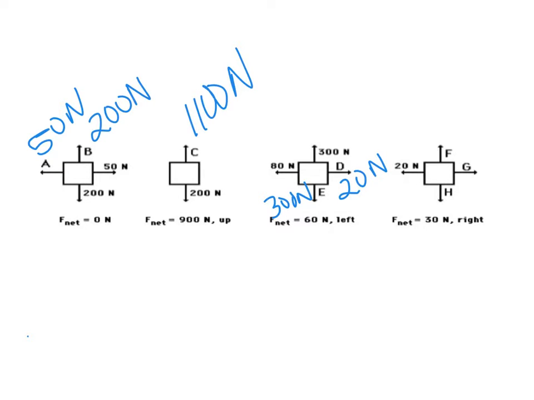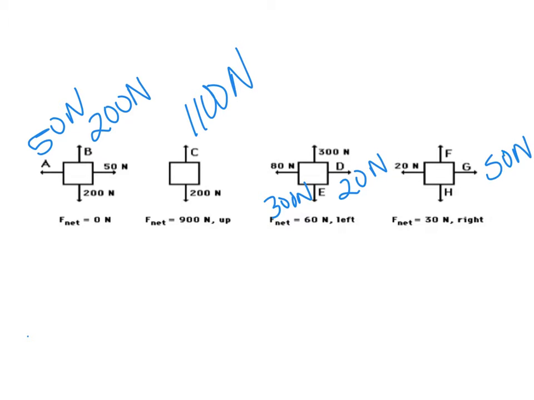Then for the last one, we're only given the left arrow and our net force of 30 newtons to the right. Since our net force is going to the right, that right arrow, or G, needs to be greater than the left arrow of 20. So you would add 30 plus 20 and get 50 newtons.